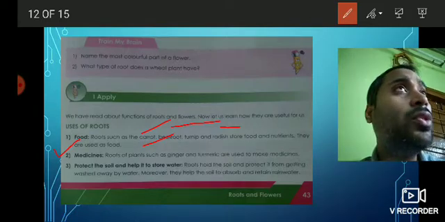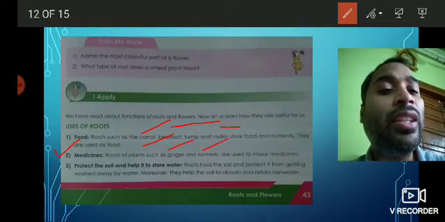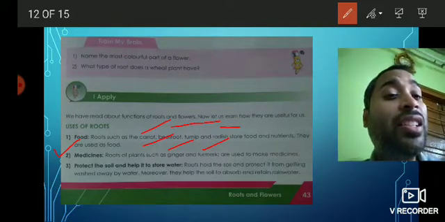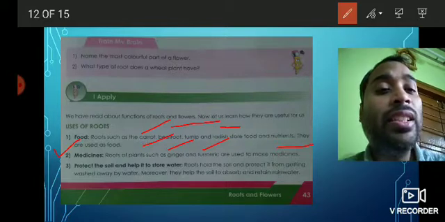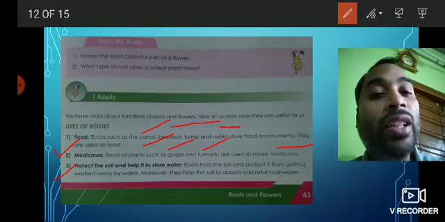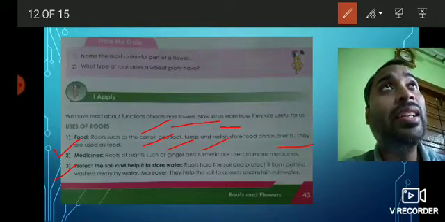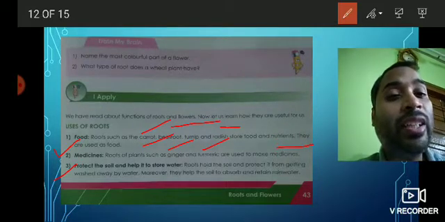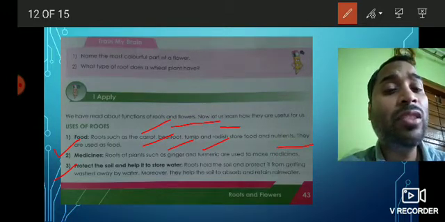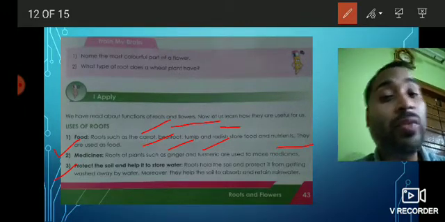Then also there are certain roots which can be used as medicines. Such plants are ginger and turmeric. So these are a few examples of plants whose roots can be used as what? Medicines. So ginger and turmeric are the plants whose roots are used to make medicines. Then protect the soil and help it to store water. Now the roots can hold the soil tightly together, and thus they can prevent soil erosion. They can prevent the washing away of the topmost fertile layer of the soil due to heavy rainfall or strong winds. So it also helps to protect soil, to prevent soil erosion, we can say rather.